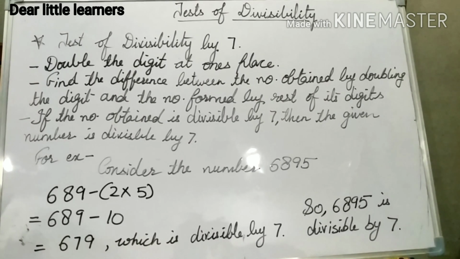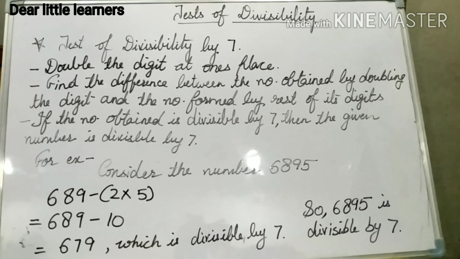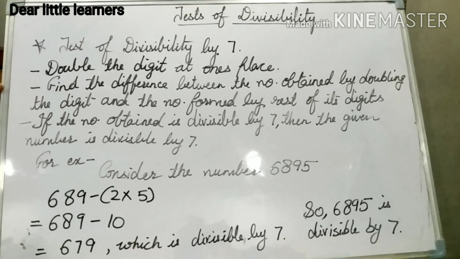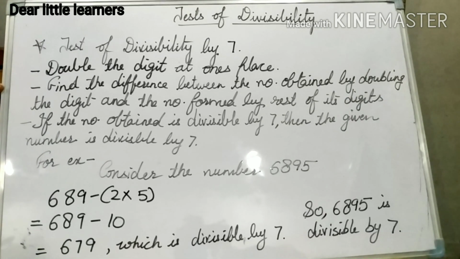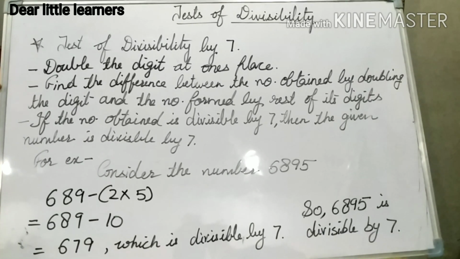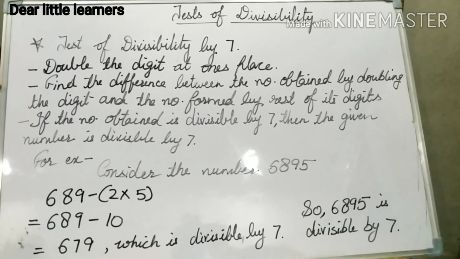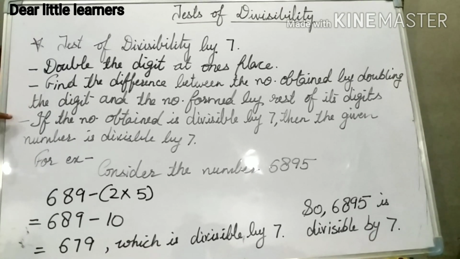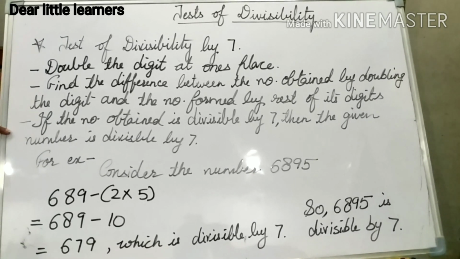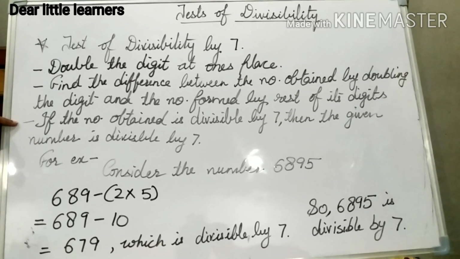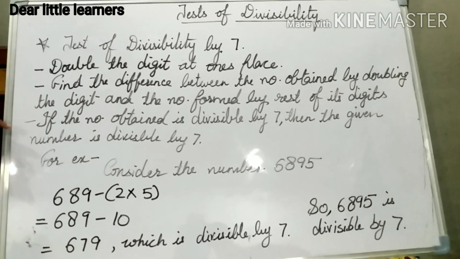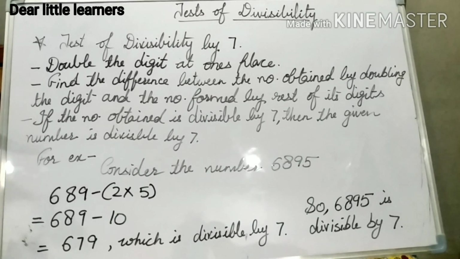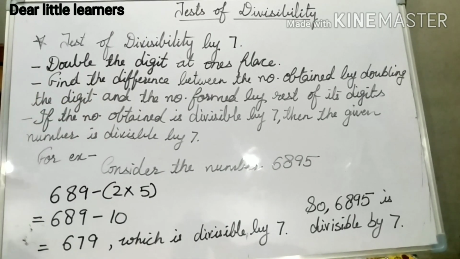For this, children, we have to remember these 3 steps. The first step is to double the digit at one's place. Next, find the difference between the number obtained by doubling the digit and the number formed by the rest of its digits. I will explain how. And the third step is, if the number obtained is divisible by 7, then the given number is also divisible by 7. To explain these steps, children, I am taking the number 6895.